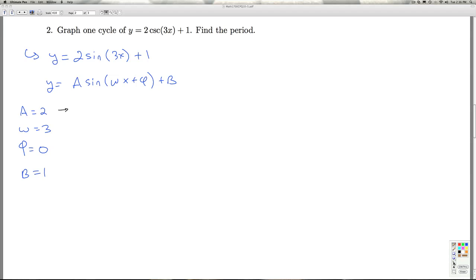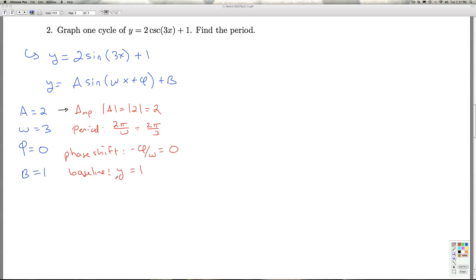So this tells us that the amplitude of this sine curve is the absolute value of a, which is the absolute value of 2, which is 2. The period is 2 pi over omega, which is 2 pi over 3. The phase shift is negative phi over omega, which is 0. And the vertical shift or baseline is y equals 1.